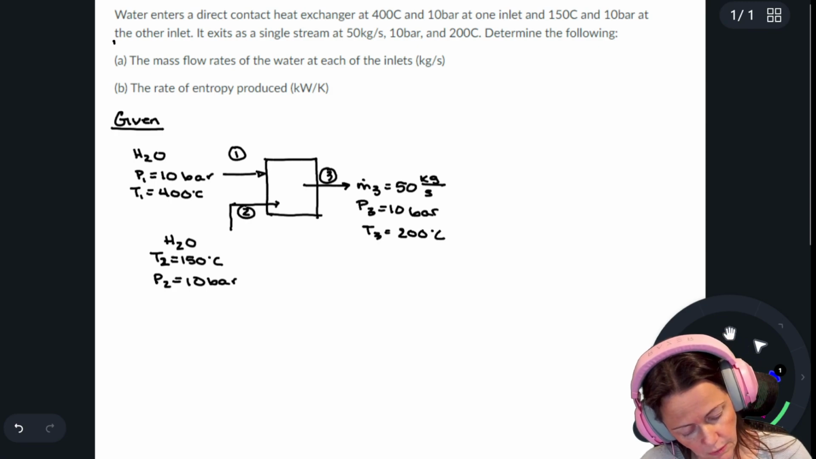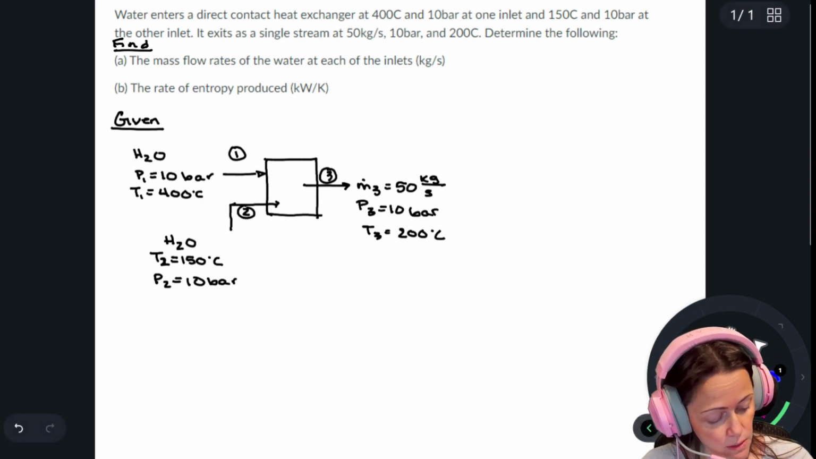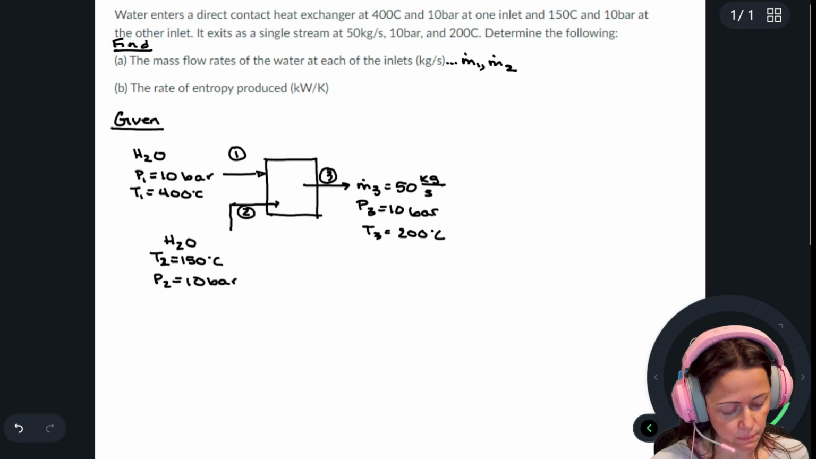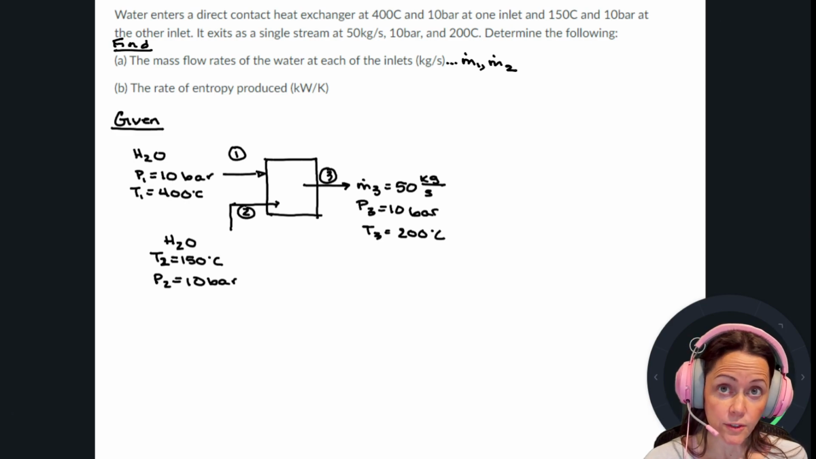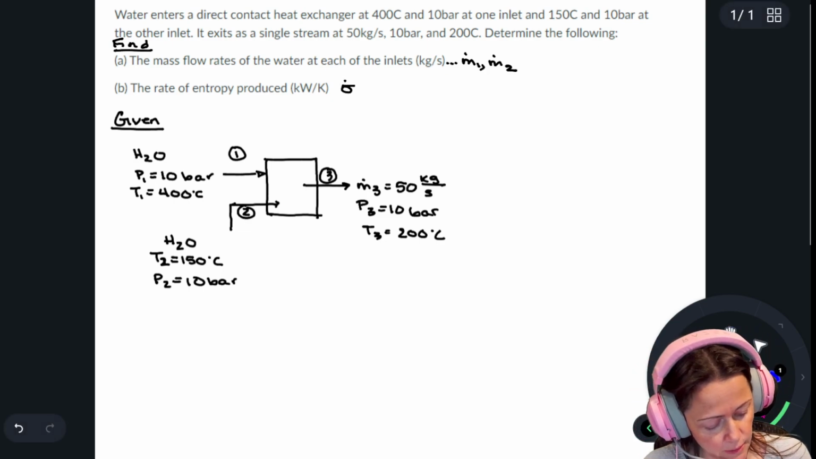And we want to find the mass flow rate of the water at each of those inlets. So we're looking for m dot 1 and m dot 2, both in kilograms per second. And then we want to find the rate of entropy produced, and they want it in kilowatts per Kelvin. So that means that we're looking for sigma dot.